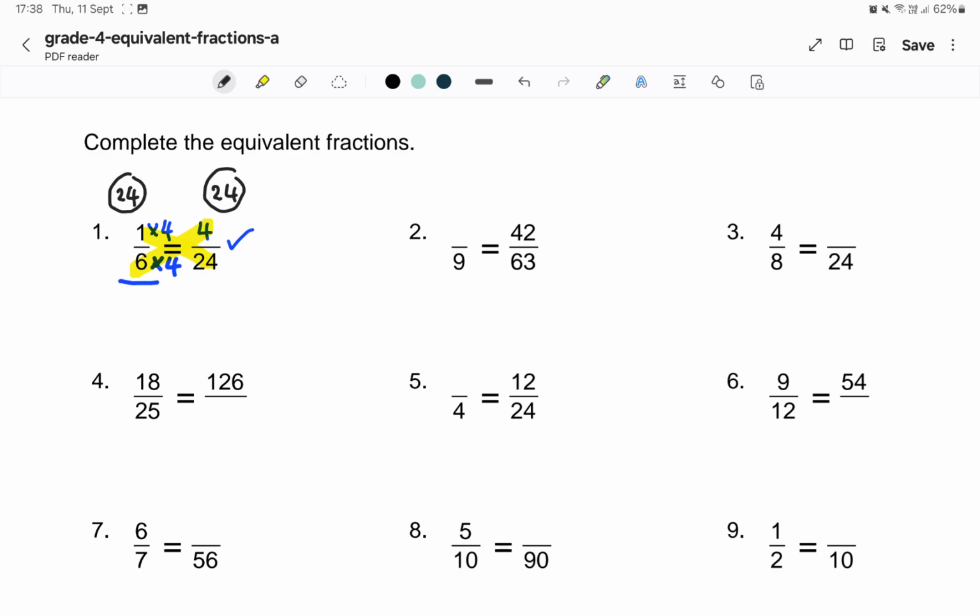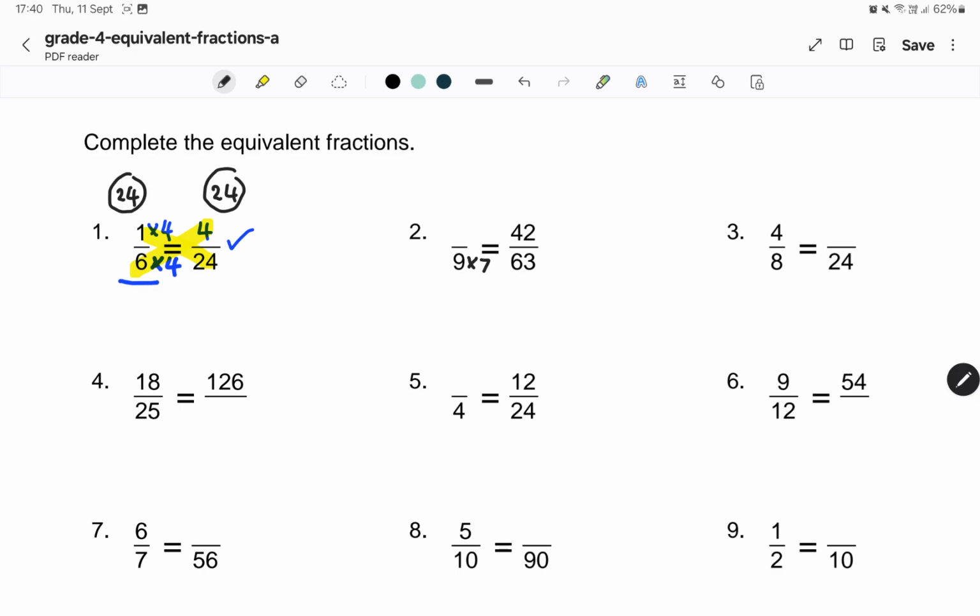Let's do the second one. Now we have a numerator missing on the left hand side. So what we can do, we can look at 9 and ask ourselves, how many times can 9 go into 63? 9 times what equals 63? 9 times 7. So 9 can go into 63 7 times.